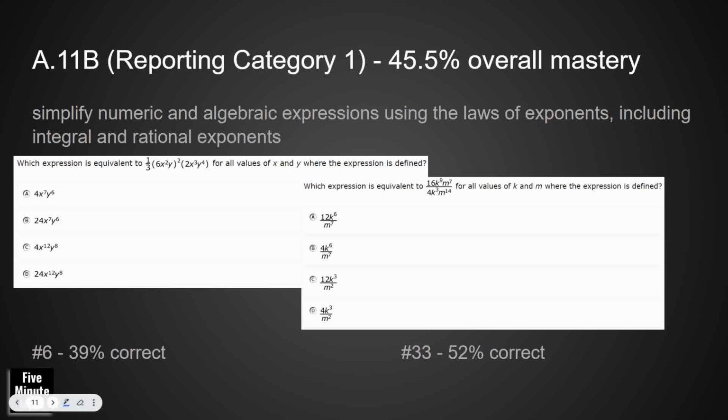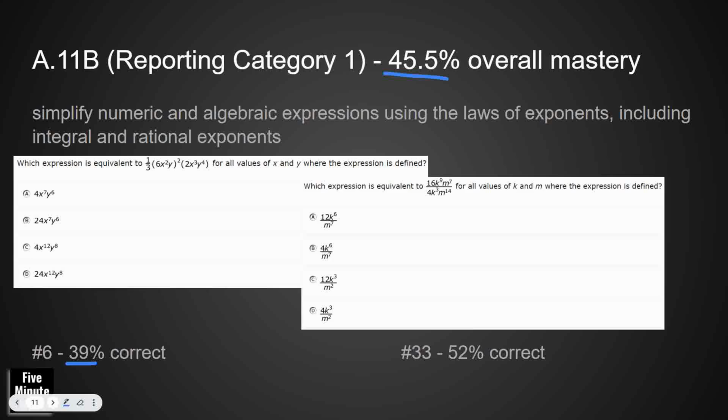For number 6 and number 33, we were looking at A.11b. This is reporting category 1. Students did a little bit better, 45.5%. We are simplifying numeric and algebraic expressions using the laws of exponents. You would expect students to do a little bit better with this because you have all your laws of exponents in your reference materials. And so this first one is what messes up a little bit more.